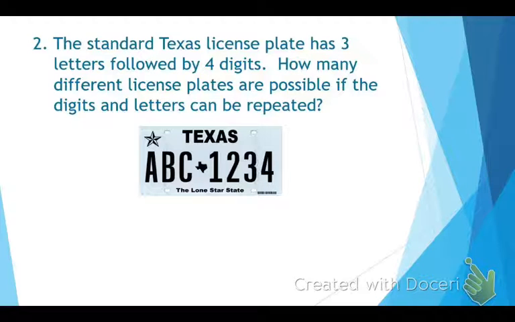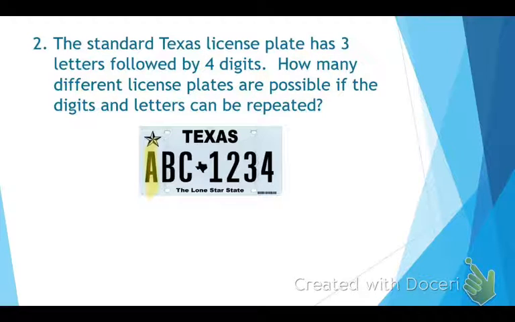How do you get 24? If the letters can be repeated. I don't know. Well, there's 26 letters in the alphabet. Okay, that's where we're going. There are 26 different letters in the alphabet. So let's look at this A right here.